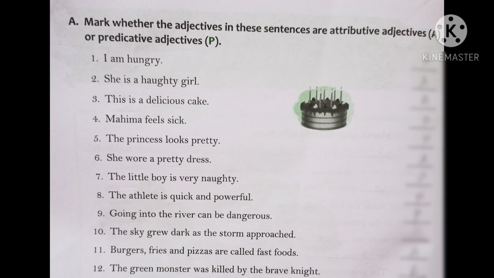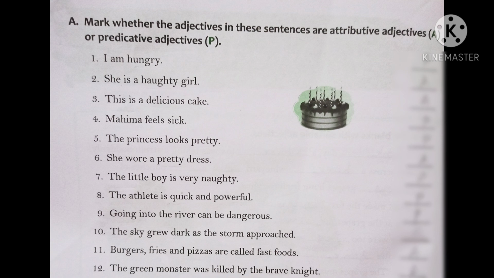Now let's look at question number 2. She is a haughty girl, right? So here the word haughty, which is an adjective, sits right before the noun girl, right? The girl is a noun here. So the word haughty, which is an adjective, sits before the noun. So what kind of adjective is it? It is an attributive adjective.